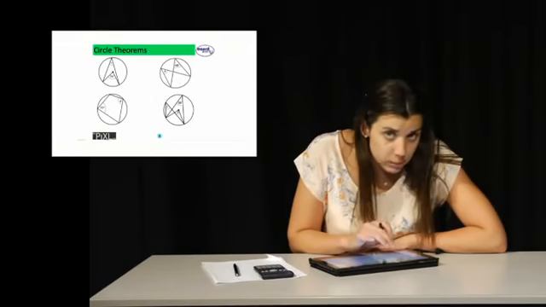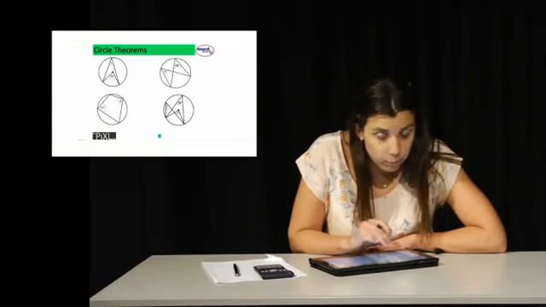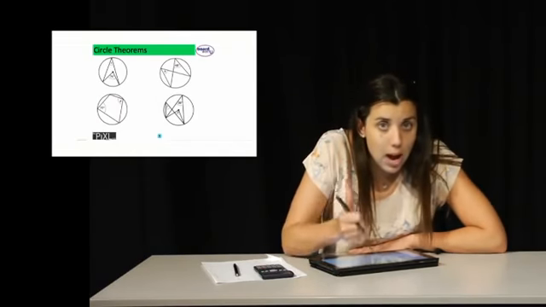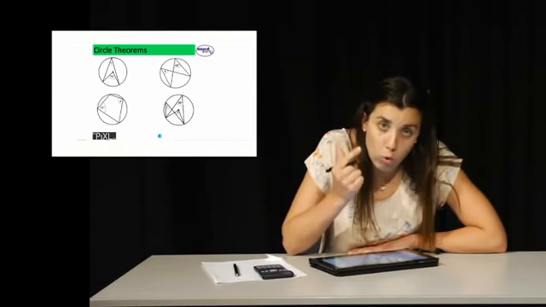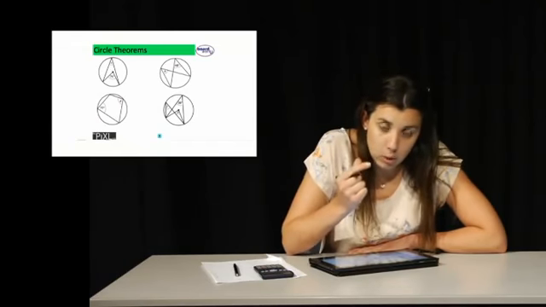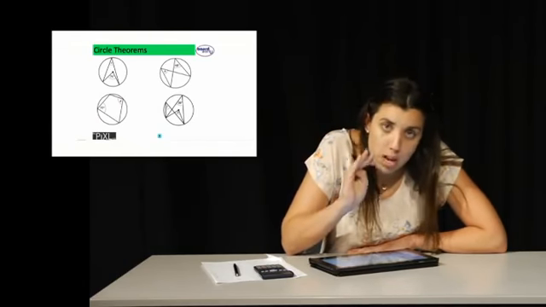You've now got 2 sheets, 4 circles on each one. I want you to find the missing angle and I want you to state the theorem, so the rule as to how you found the missing angle. 2 sheets, I'm going to give you 4 minutes, off you go.